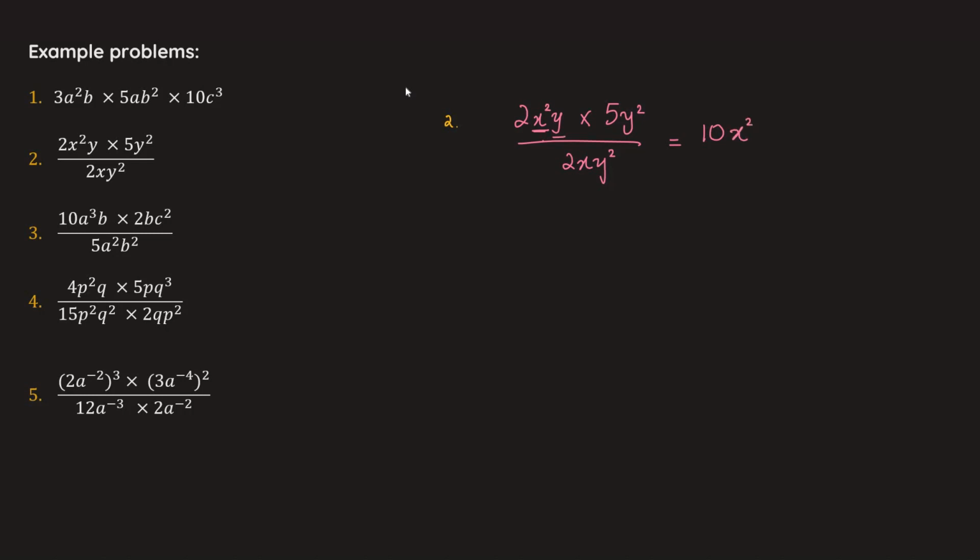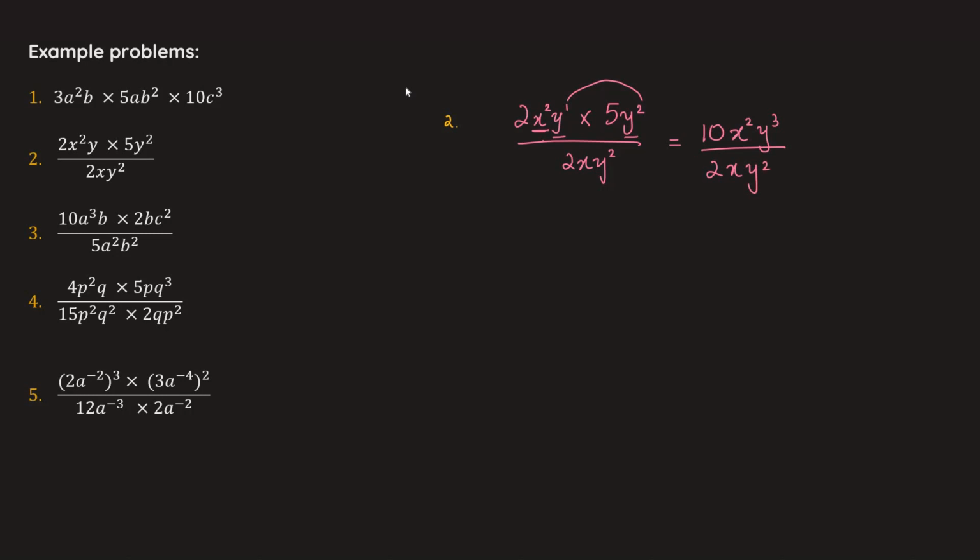And then this y and this y squared are multiplying. So y times y squared, when you say y, it's actually y to the power 1. Since the bases are the same and they're multiplying, the powers will add. 1 plus 2 is 3. So y times y squared is y cubed. And then let's now write the denominator, 2xy squared.